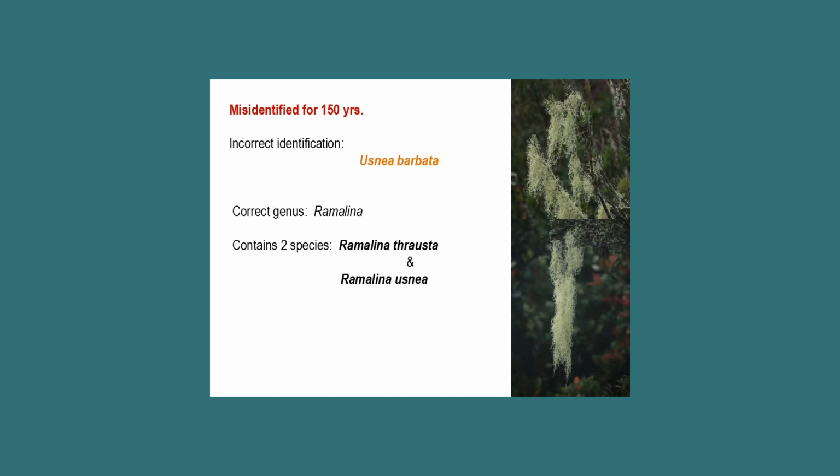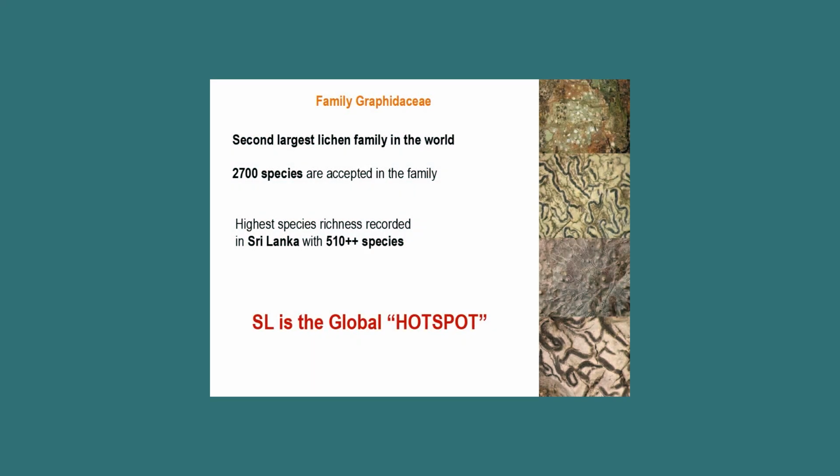So we have been doing... So my pet family is family Graphidaceae. This is the largest tropical lichen family, and we know over 2,500 species in this particular tropical family. And Sri Lanka is the world hotspot for this family. So we have nearly 520 species, and out of the new species we described, the majority is under this family.